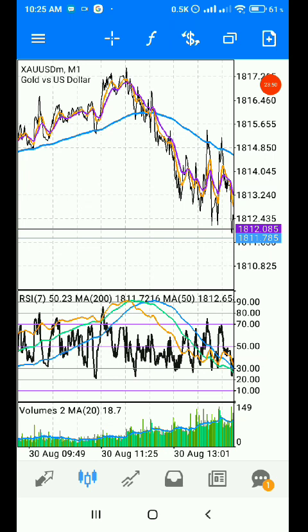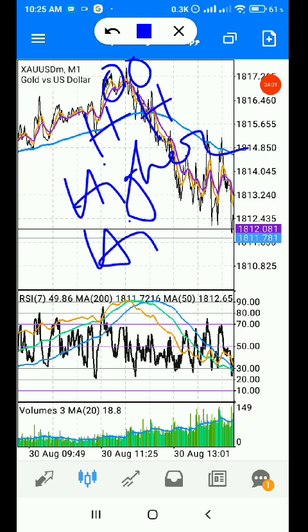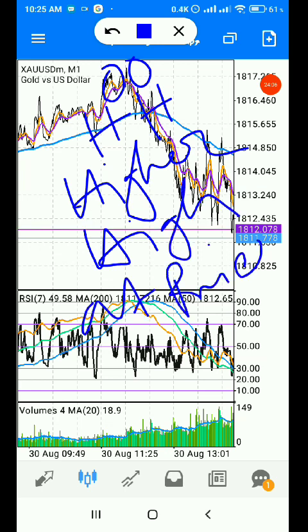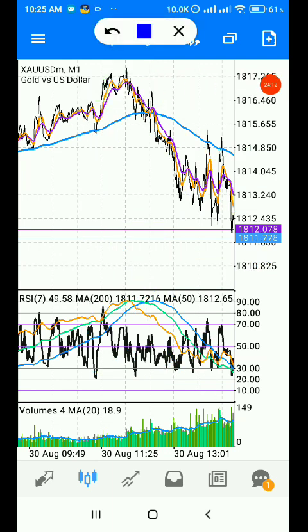As you see, the price top is going upwards, and the RSI top is going downwards. So the direction is different. So here, bearish divergence happens. Why bearish? Because the divergence happened from the price top, not from the price bottom.